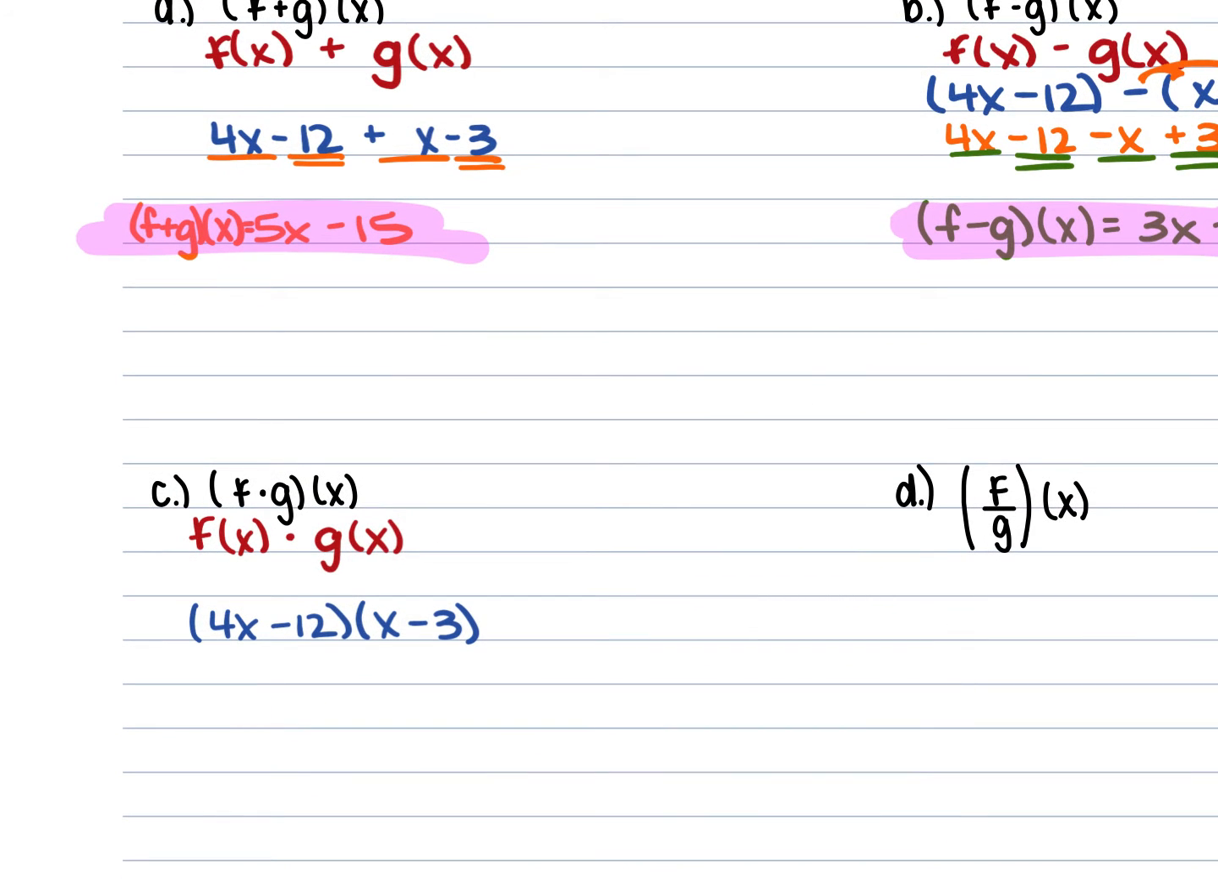So 4x times x is 4x squared. The 4x times negative 3 is negative 12x. Negative 12 times x is negative 12x. And negative 12 times negative 3 is a positive 36. So putting this all together and combining our like terms, that f times g of x is 4x squared minus 24x plus 36.